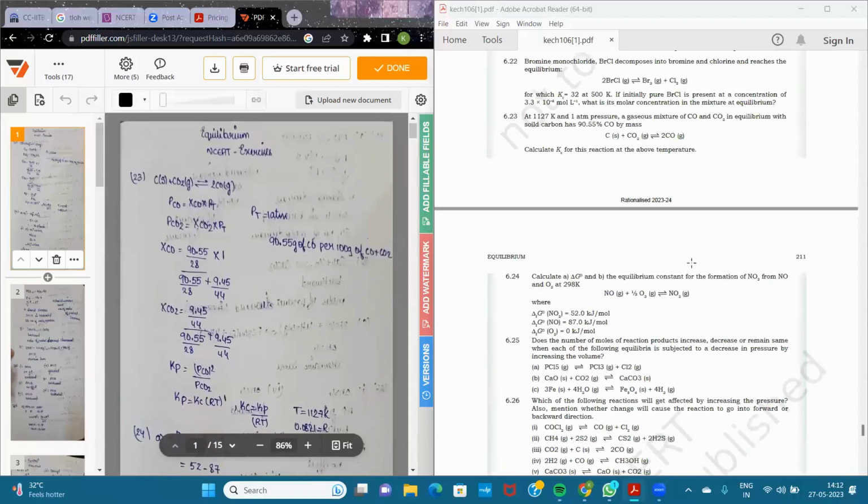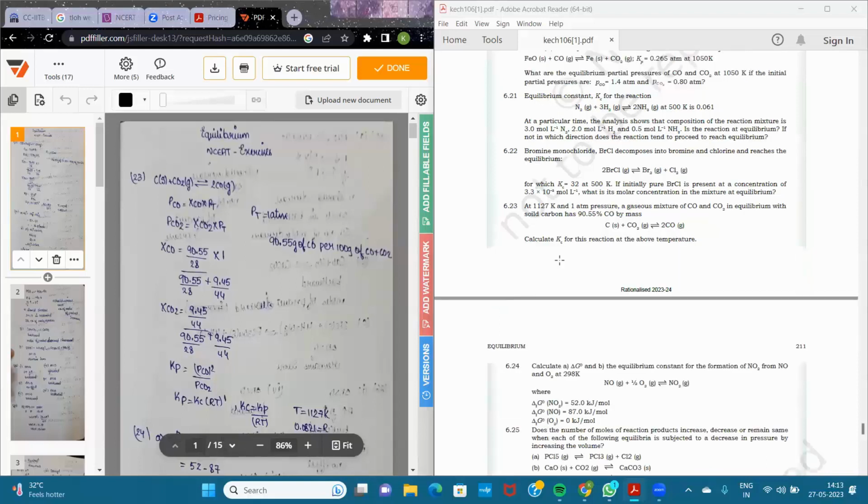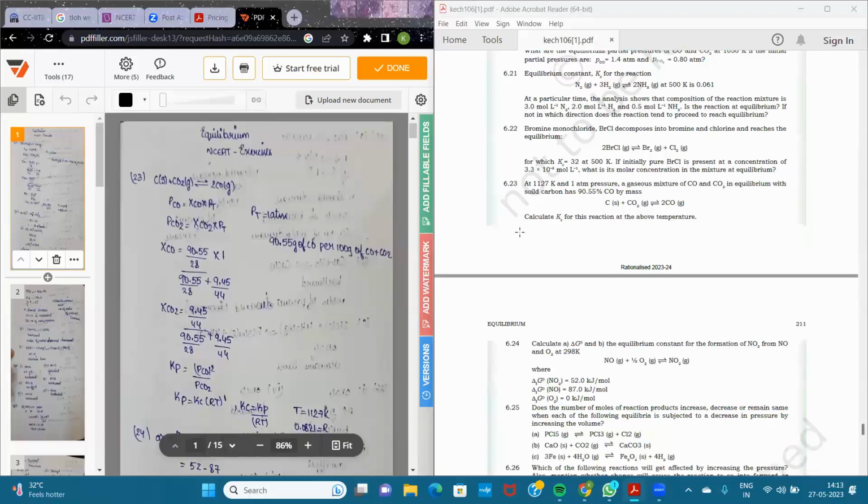I'm going on with the 23rd question. At 1127 Kelvin and 1 atmosphere pressure, a gaseous mixture of CO and CO2 in equilibrium with solid carbon has 90.55% CO by mass, and the equilibrium reaction is given as below. Calculate Kc for this reaction at the above temperature. For this, initially this is a gaseous reaction and the total pressure was given.